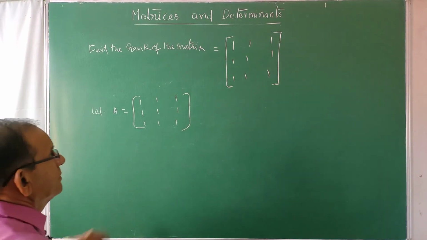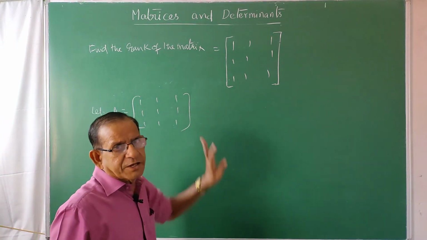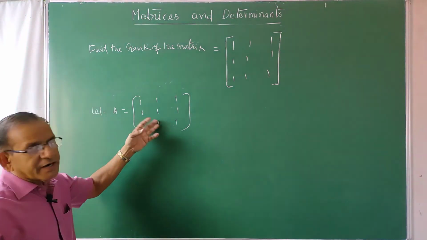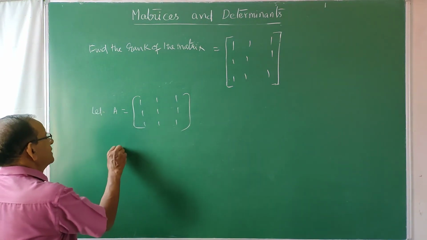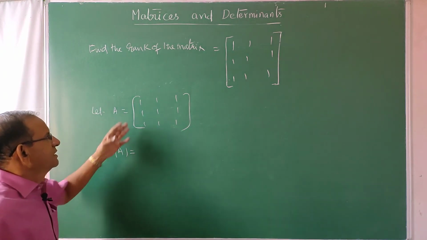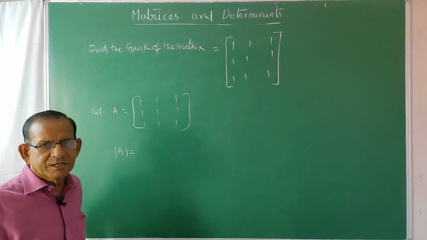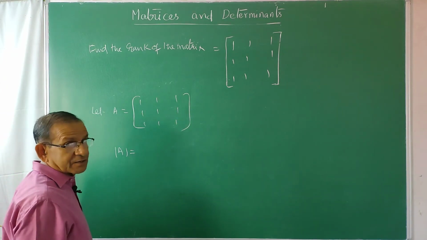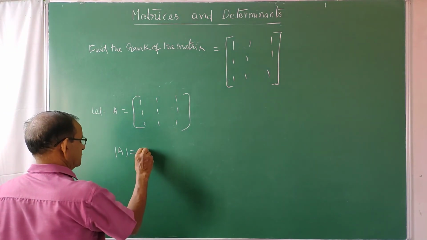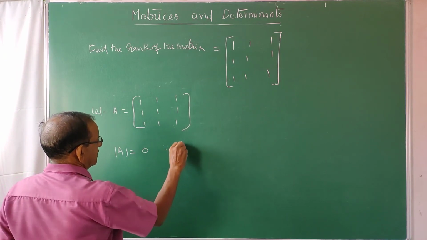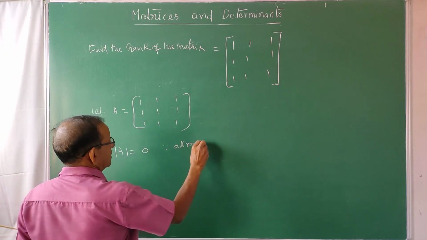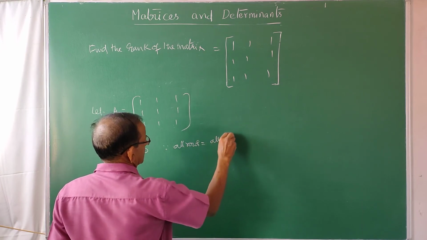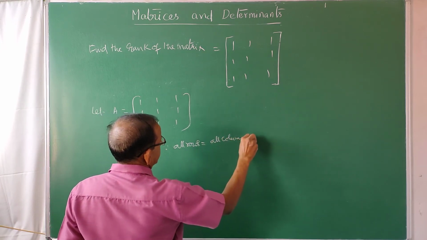Now a matrix is given, all elements are equal to 1. What is the rank of that matrix? Now let us take the matrix as A. What is det A here? If 2 rows or columns are equal, its determinant is 0. So its determinant is 0 because all the 3 rows and all the 3 columns are identical.